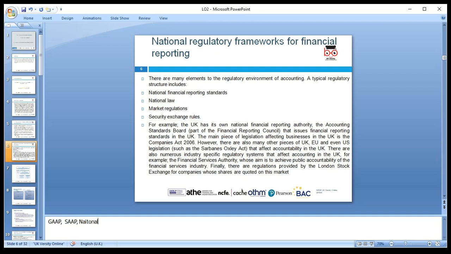So we need to look around in detail. We have market regulation, competition commission and various laws, securities exchange and stock exchange regulation. The UK has its own financial reporting authorities: the Accounting Standards Board is part of the Financial Reporting Council, and the Financial Reporting Standard. The main piece of legislation that affects businesses in the UK is the Companies Act as well. We also have the corporate governance act.